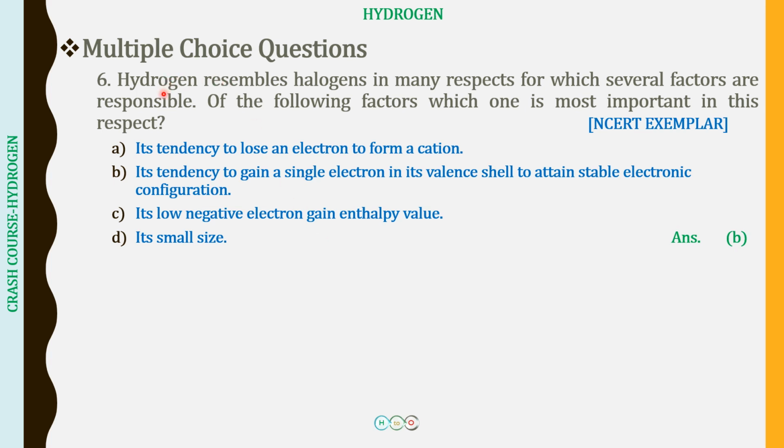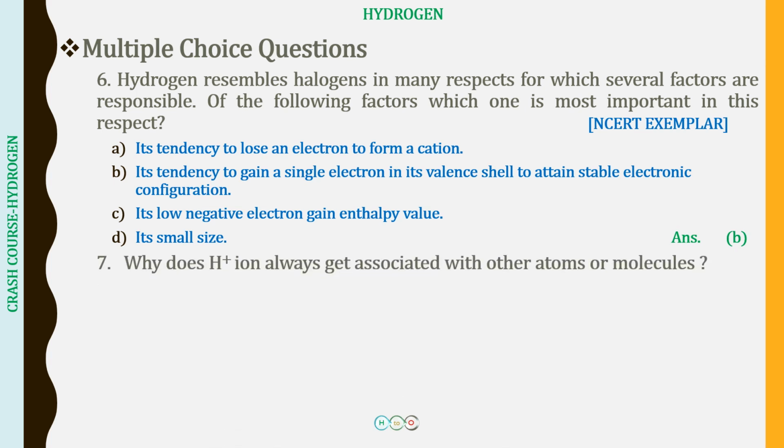The next we have is the small size of hydrogen. So hydrogen has a small size. Similar to hydrogen, the halogens in their respective periods will have a small size, but this is not the property which makes hydrogen more similar to the halogens. So the correct choice over here is going to be the C choice. Sorry, the B choice.